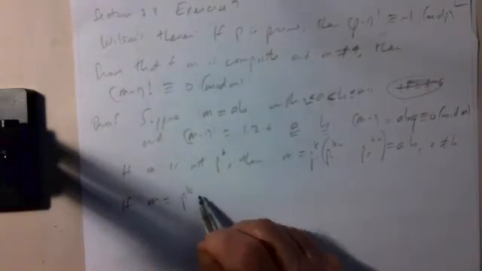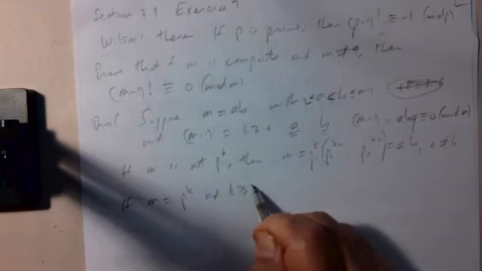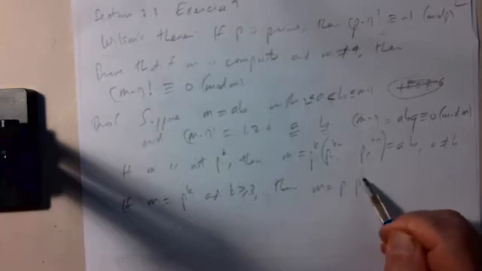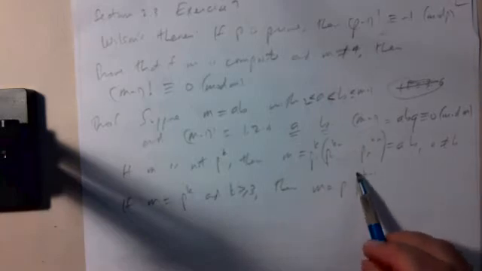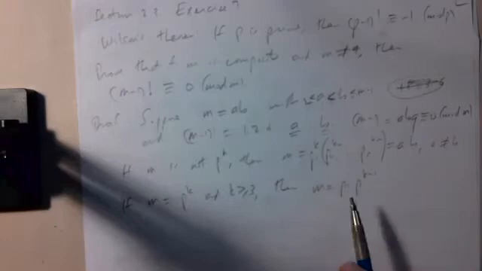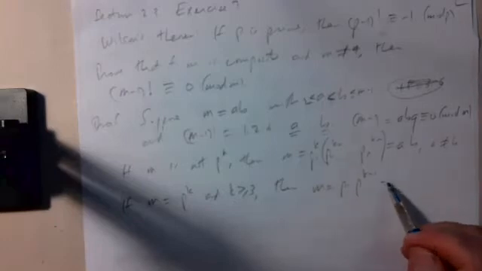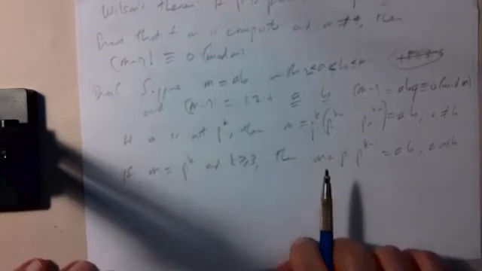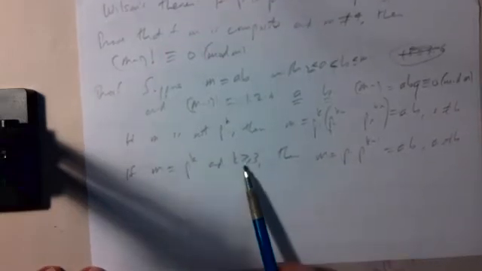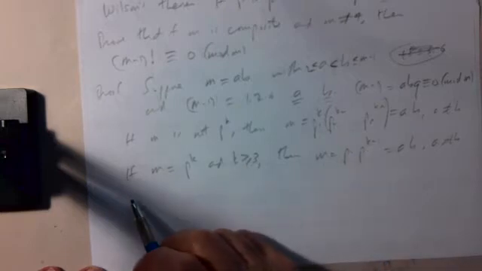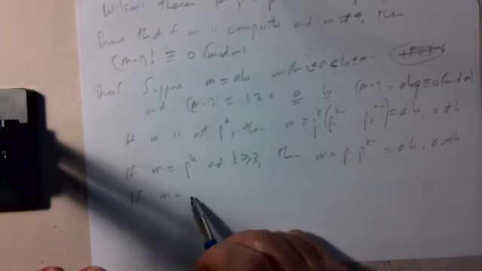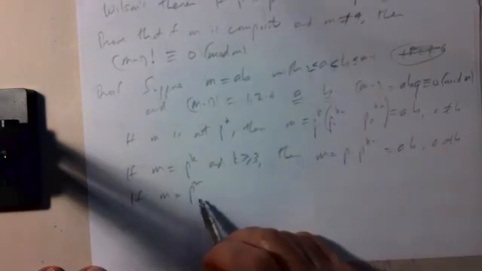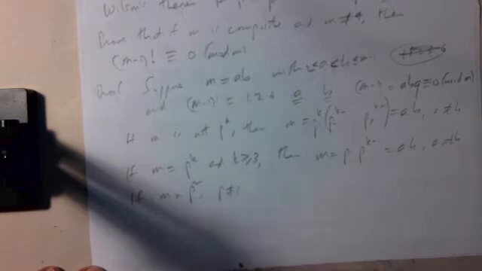So if M is not a prime power, I can certainly factor it as a product of two different numbers. If M is p to the k and k is at least 3, then M is p times p to the k minus 1, and this is also a factorization into two numbers that are different. So if M is a prime power and the power is at least 3, I can factor it. So the only other case left is M equals p squared. And we know M is not 4, so p is not equal to 2.